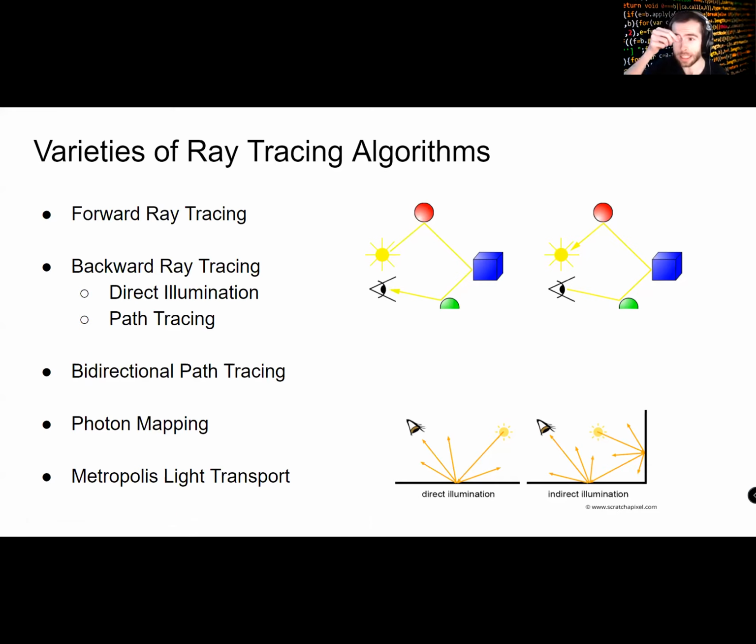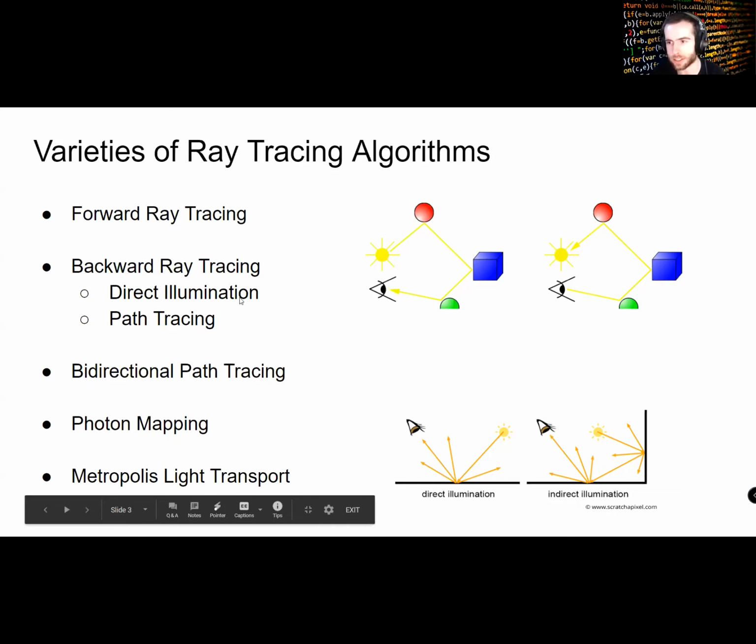Color bleeding is like if you were in bright sunlight and you held up something really red close to your face, you'd actually see red on your face because light would bounce. It would come from the sun, hit the red object, then hit your face, and then hit whoever was looking at you. That's called color bleeding. And you can get really cool things like indirect lighting with path tracing. We're going to implement a direct illumination ray tracer.